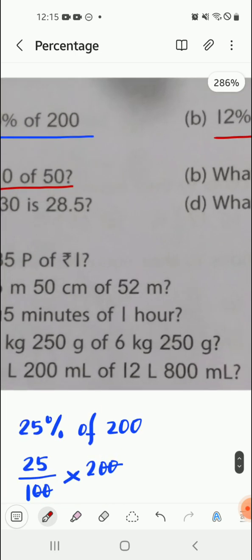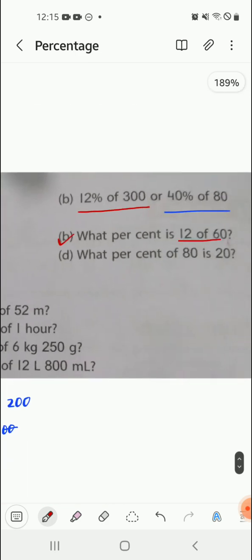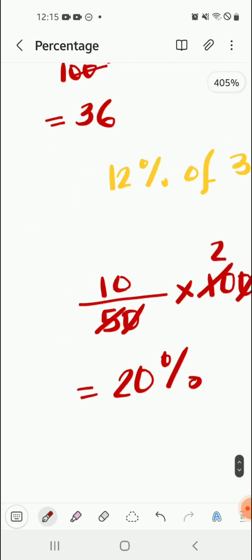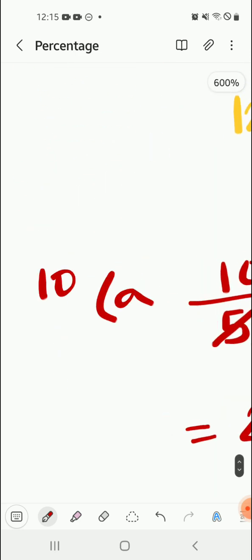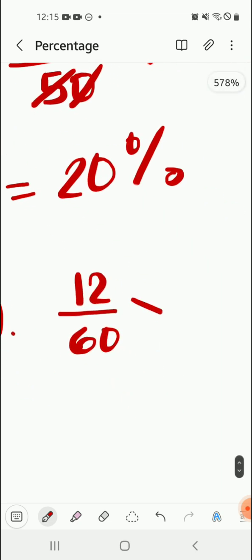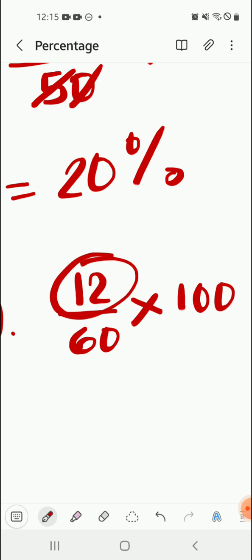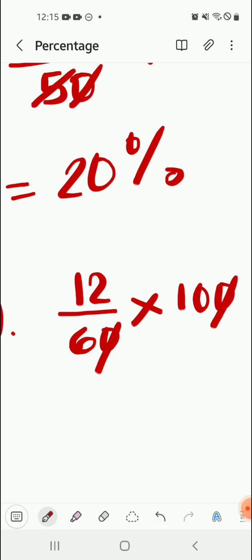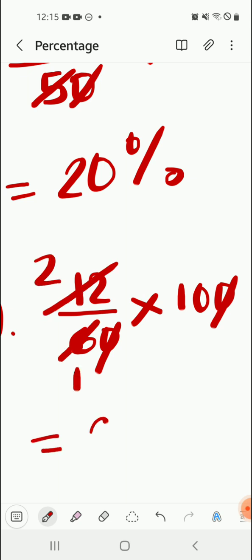That is question 10B. What percent is 12 of 60? So this was 10A, this was 10B, 12 of 60. Percentage, that is into 100. We need to find the percent of 12 out of 60, so that's why 60 is in the denominator. Reduce this, cancel out the zeros. 12 divided by 6 is 2, 6 divided by 6 is 1. So 2 into 10, again we have got 20% as my answer.